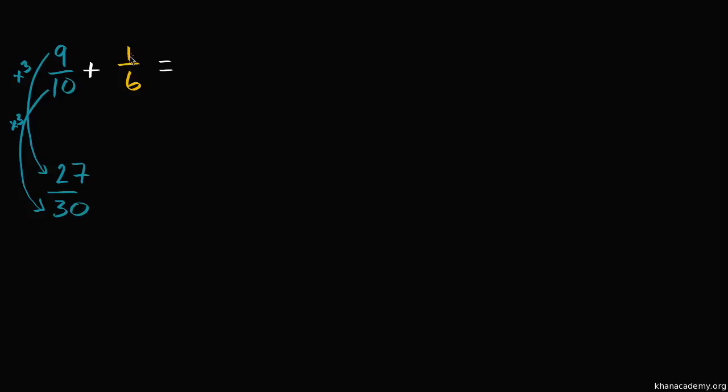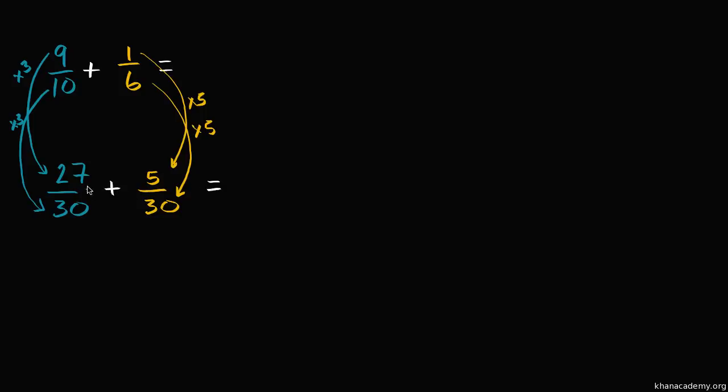And that's useful because I can also write 1/6 with the denominator of 30. Let's do that. So 1/6 is what over 30? And I encourage you to pause the video and try to think about it. So what did we do to go from 6 to 30? We had to multiply by 5. So if we multiply the denominator by 5, we have to multiply the numerator by 5 as well. So 1 times 5 is 5. So 9/10 is the same thing as 27/30, and 1/6 is the same thing as 5/30. And now we can add.